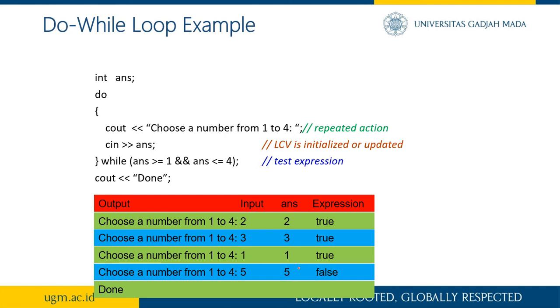This is an example of the do while. We create an integer, namely integer ans, and then do cout. So do this first: ans, choose a number from 1 to 4. It will repeat the action, choose a number 1 to 4, and after this has been executed, the user must input the number. So for example, I will input 2.